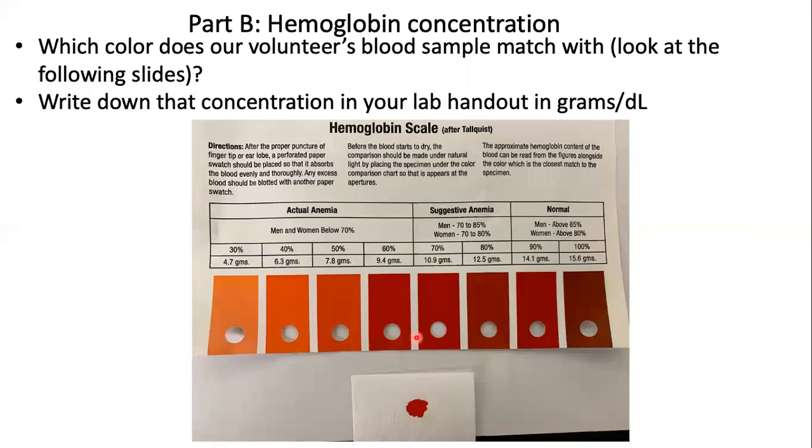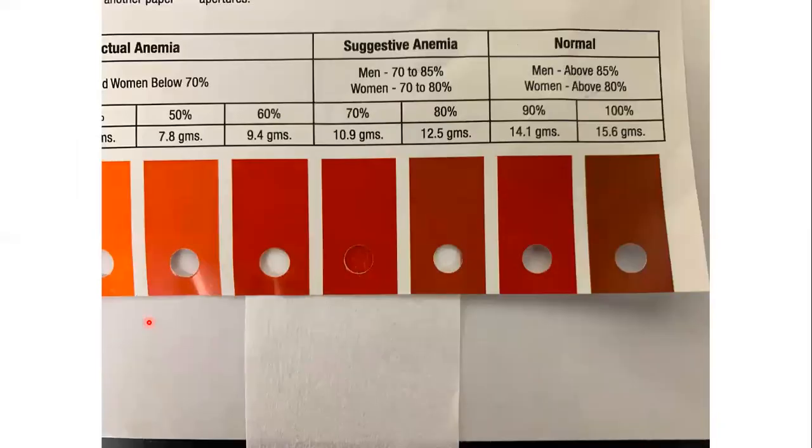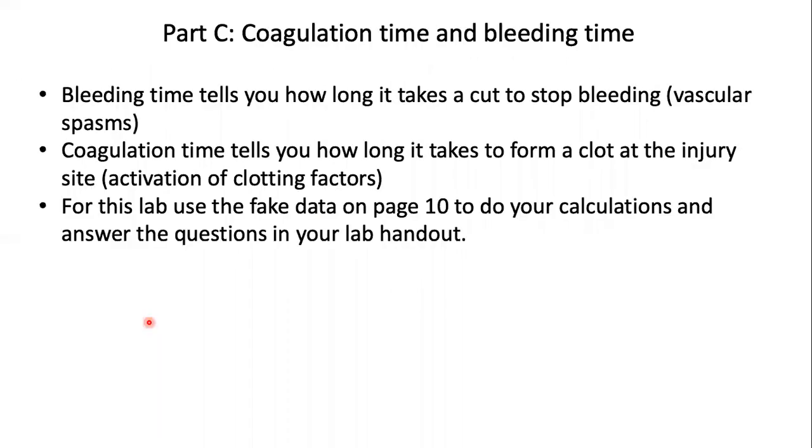So I want you to figure out, here's our sample. I want you to figure out what the concentration is for this in the next slides. I'm going to zip through it so that you can figure it out on your own, right? The next portion is part C. That's coagulation time and bleeding time. Bleeding time is going to tell you how long it takes for a cut to stop bleeding.